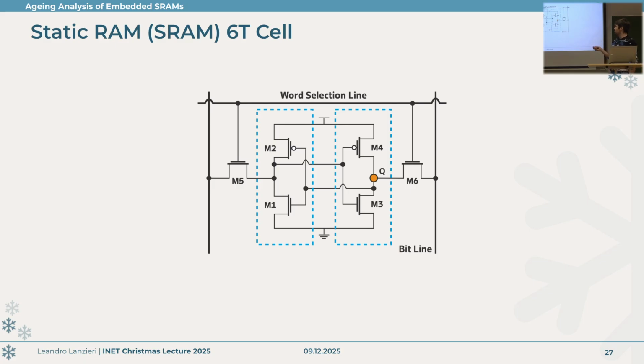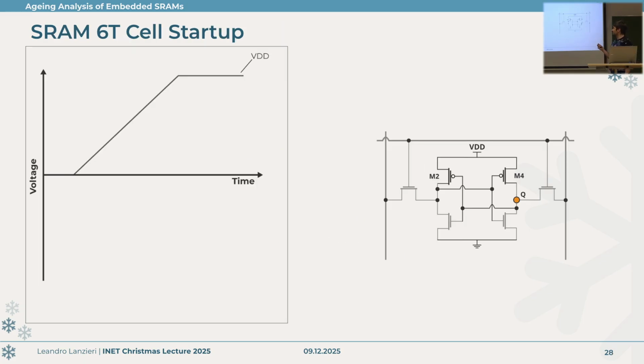So the working principle that we can apply is looking at the cell startup. When we power up the cells, we're going to increase the VDD voltage linearly because the power supply doesn't really give a step in voltage, but rather a ramp. Let's imagine here we have the ramp of voltage that is applied to the transistors. We're going to focus on M2 and M4 and see what happens when we turn on the cell.